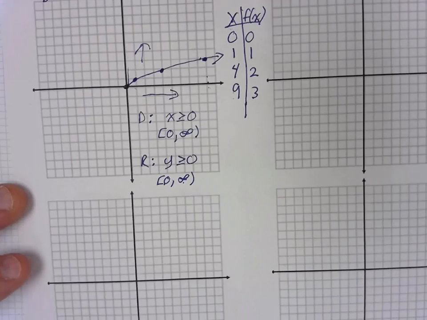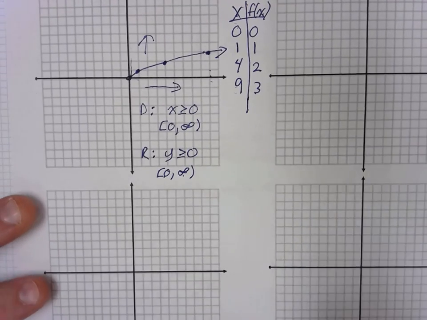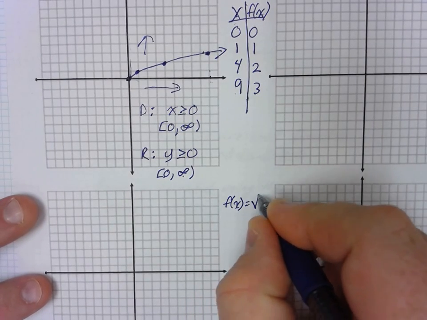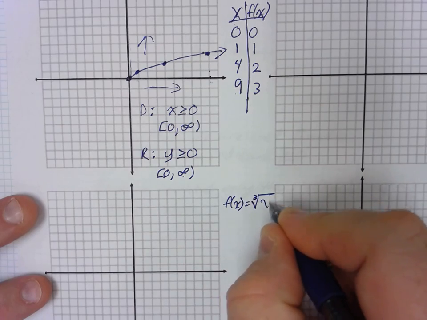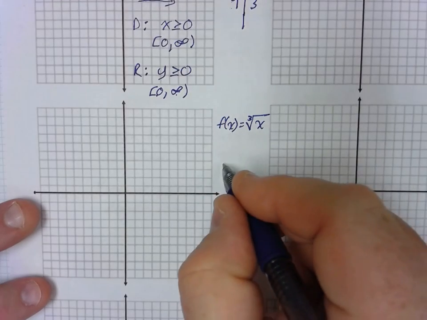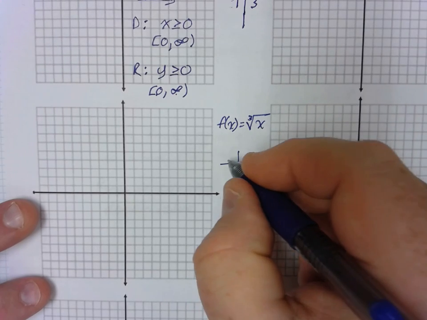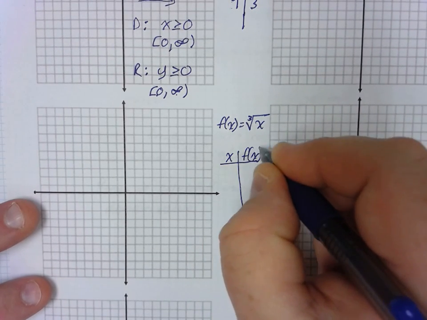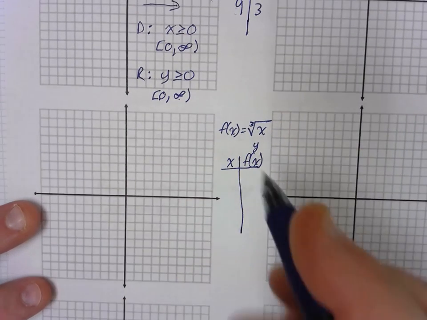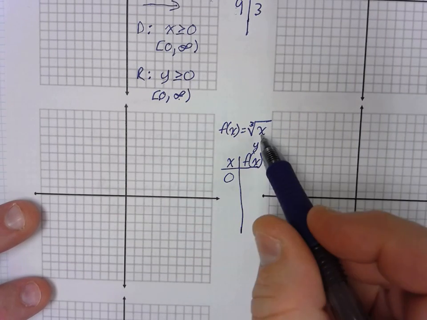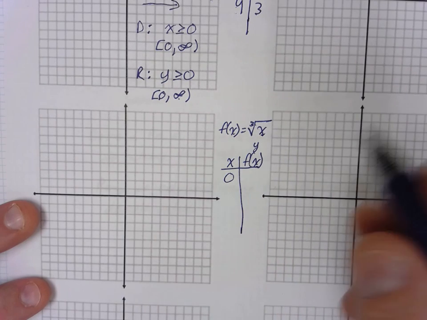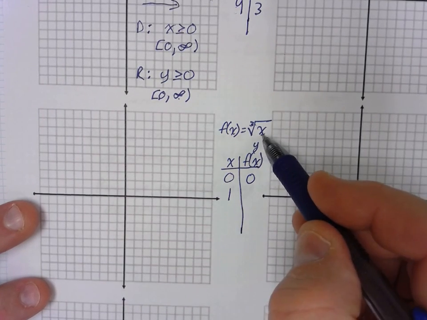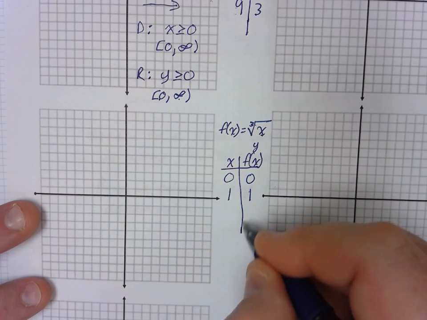We'll go ahead and do the same thing with cube root. So let's say f of x would equal the cube root of x. And when I go to pick values here, I want to pick perfect cubes. So we're going to put an x here, f of x here, which is the output, which is the same thing as saying y. 0 is a perfect cube, so when I put a 0 there, the cube root of 0 is 0. I can put a 1 in there. That's a perfect cube. The cube root of 1 is 1.